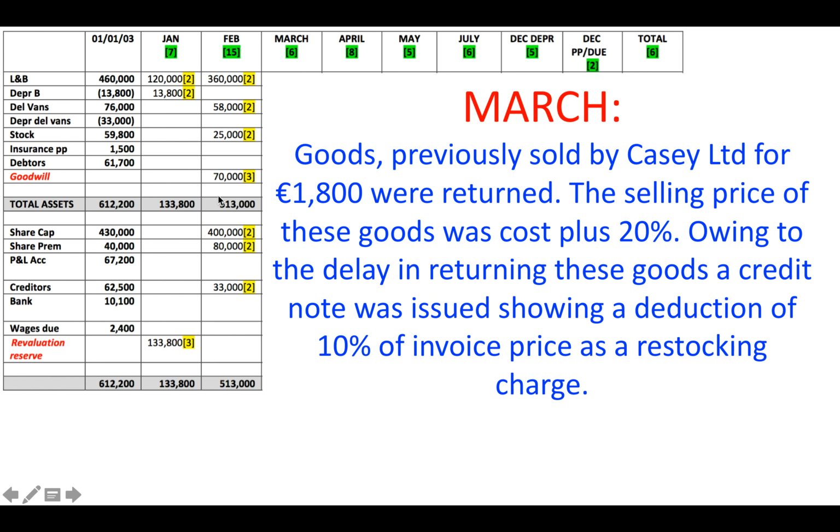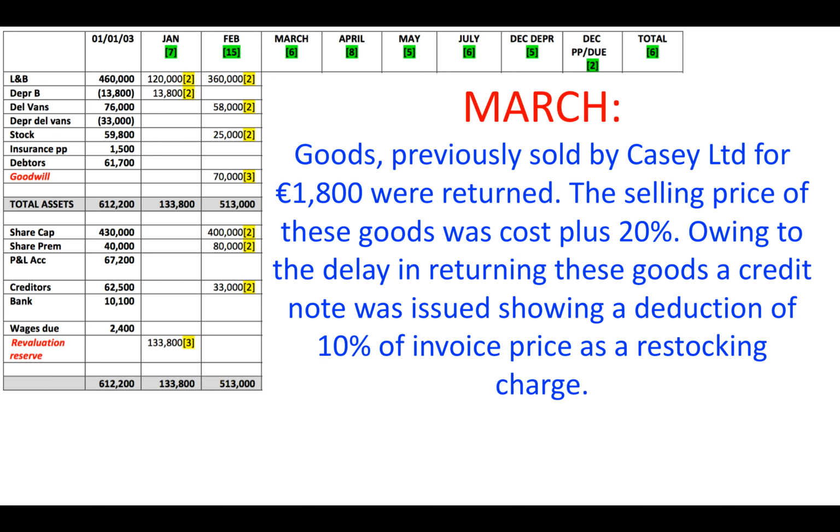So March there, goods previously sold by KC Limited for 1,800 were returned. The selling price of these goods was cost plus 20%. Owing to the delay in returning these goods, a credit note was issued showing a deduction of 10% of invoice price as a restocking charge. Okay, so goods previously sold by KC for 1,800 were returned. Selling price was 120%, so 1,800 is 120%. So 100% cost price is €1,500.